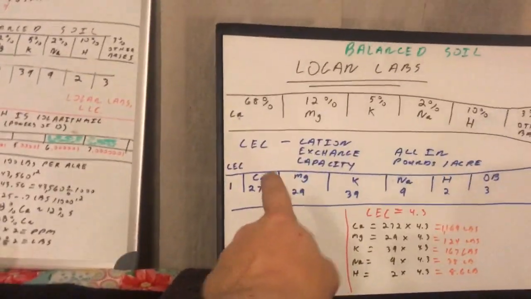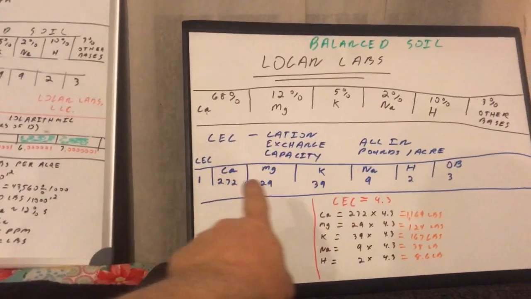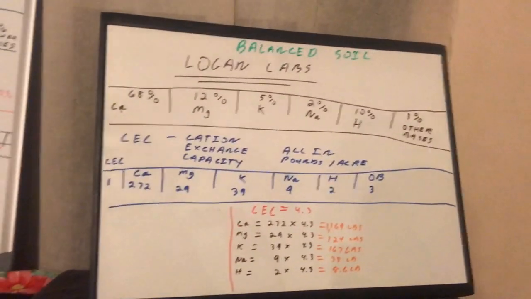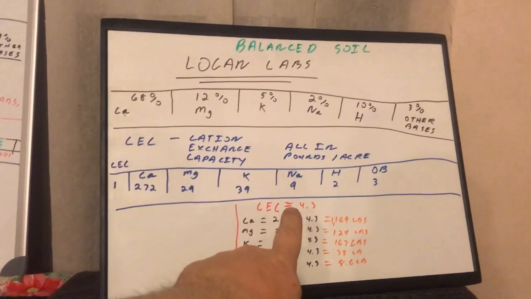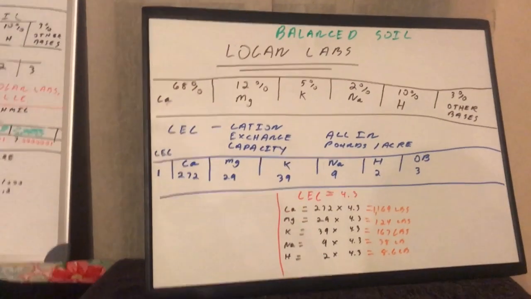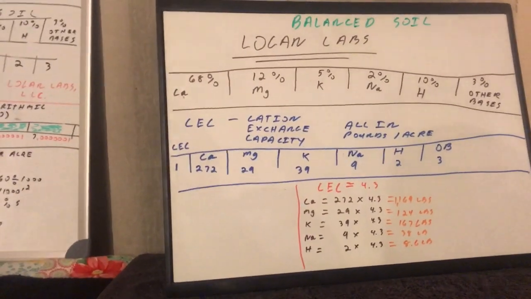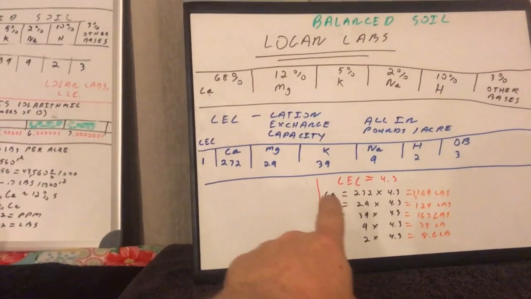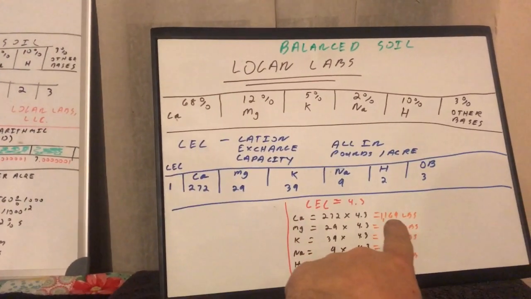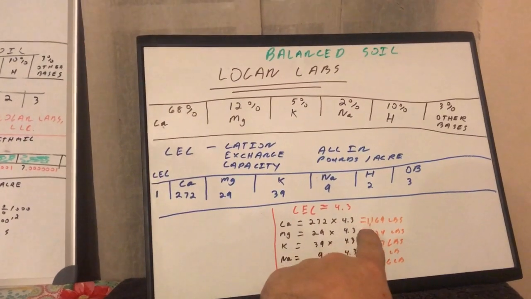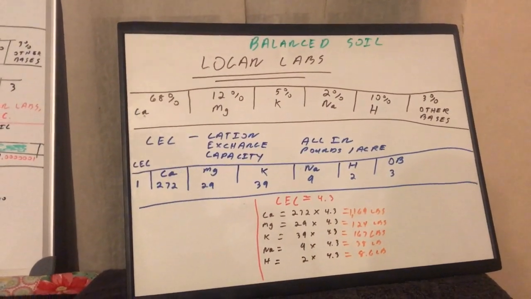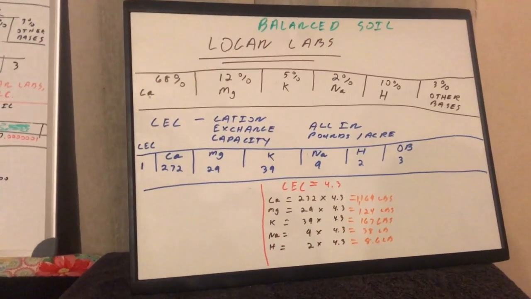So how we get to our balanced soil, remember I showed you here, it's 1 milliequivalent of CEC. We tested that soil, it came up to a CEC of 4.3, so we're probably dealing with sandy soil. All right, we take calcium. It's 272 pounds per acre. We multiply it times 4.3, and we get 1,169 pounds of calcium for that given CEC.